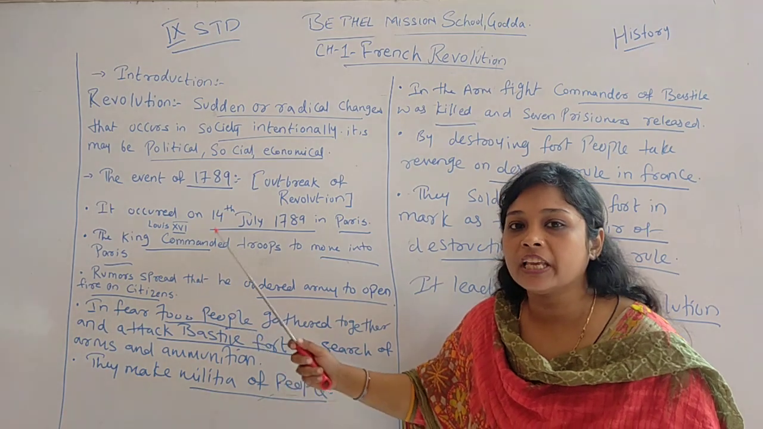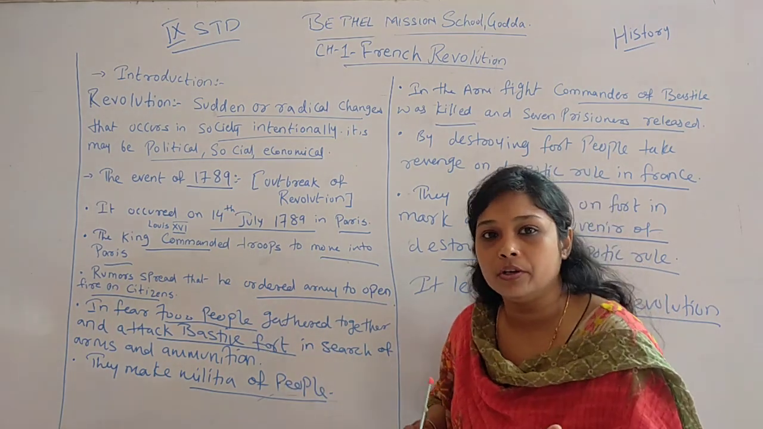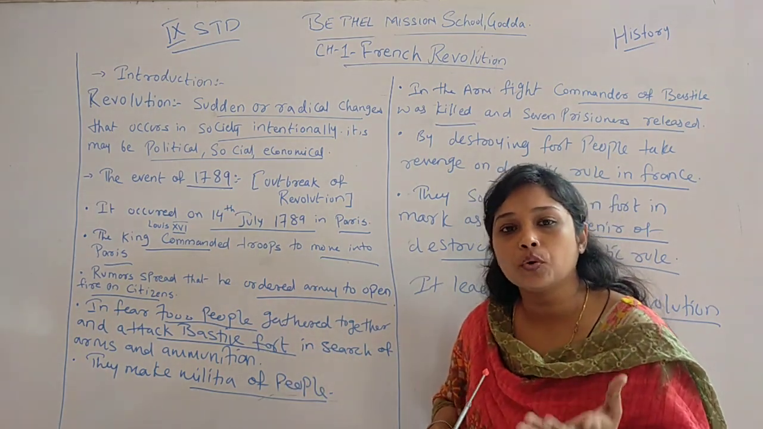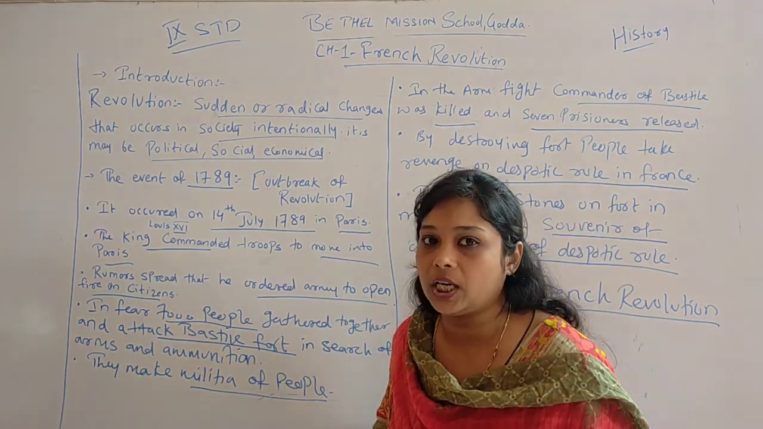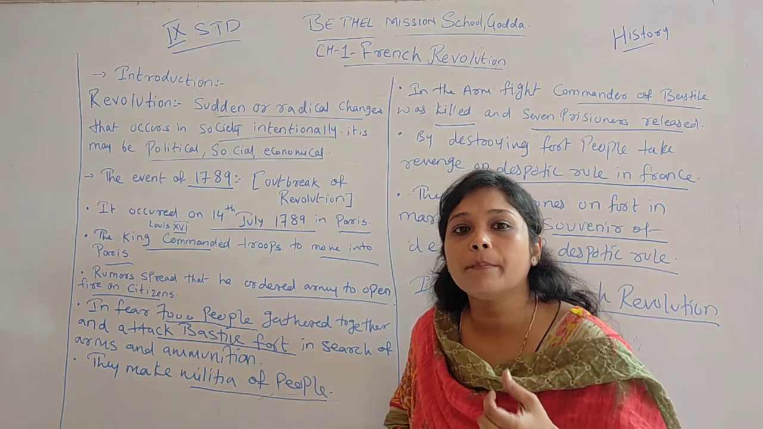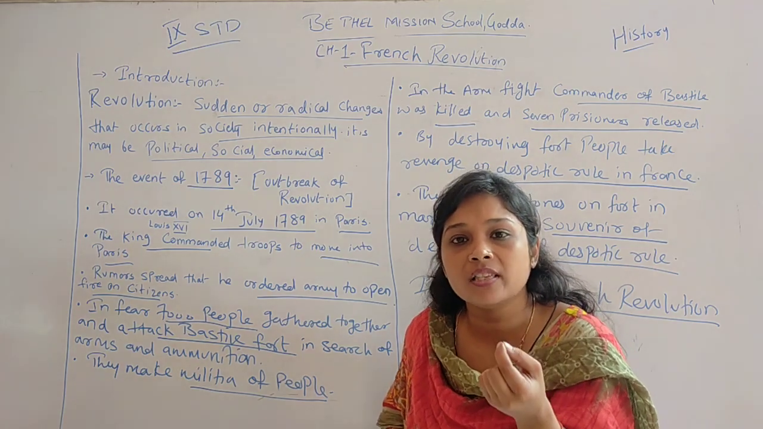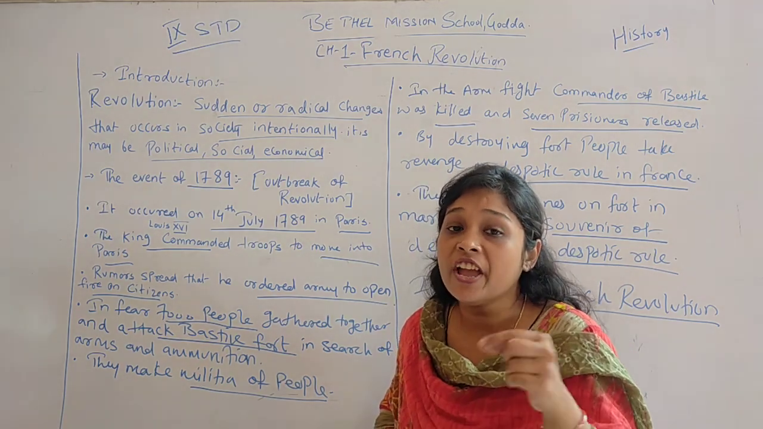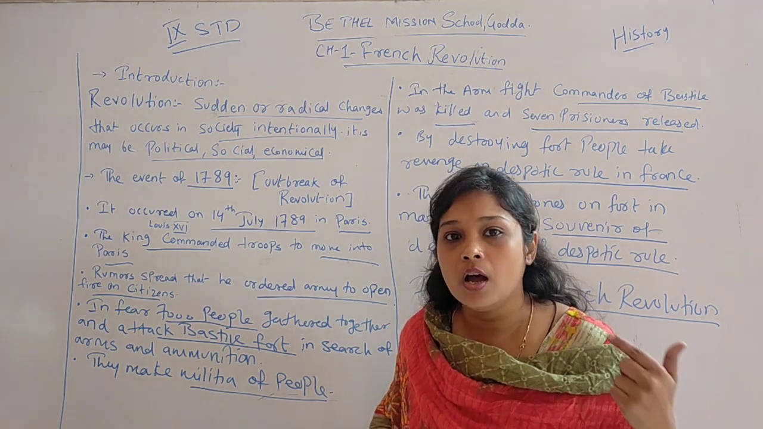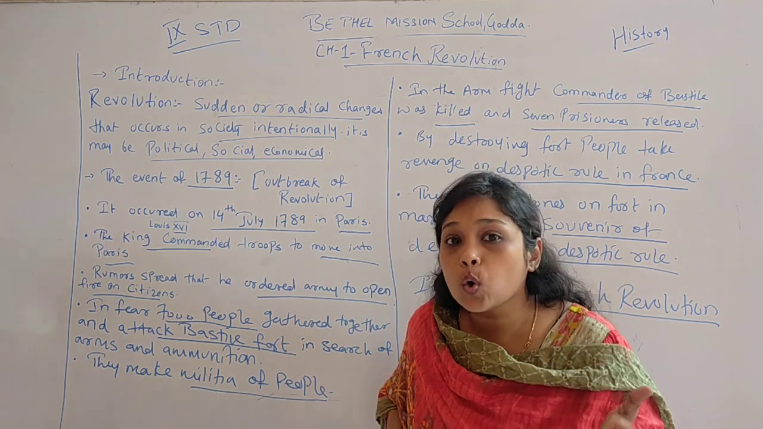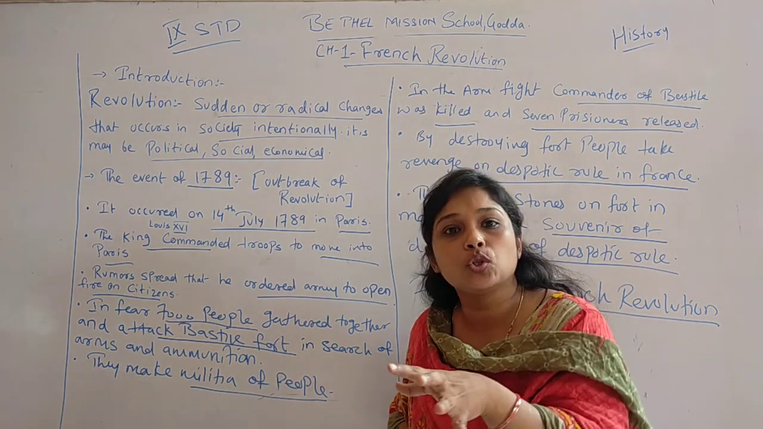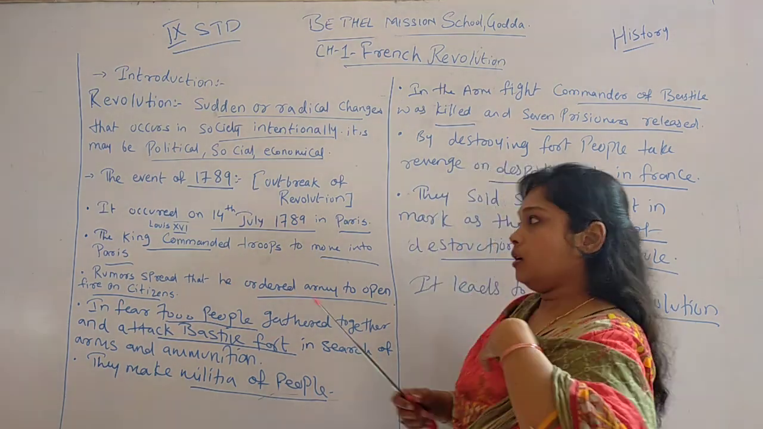That particular event gives people hope to start the revolution against despotic rule in France. Now we will see what happens in that event, the main important things which occurred, which changed French politics, changed the outlook of the people, and brought about the revolution.